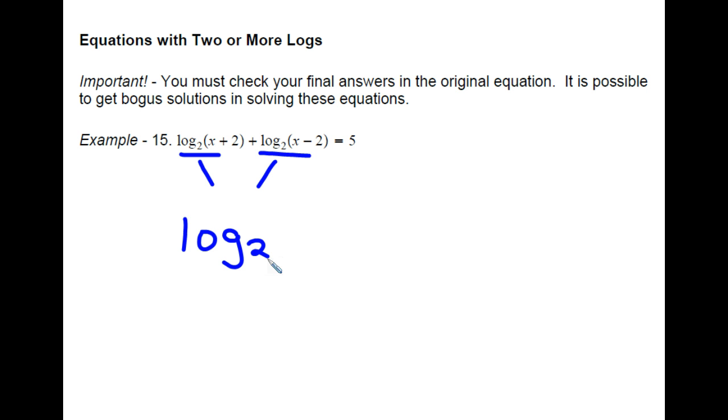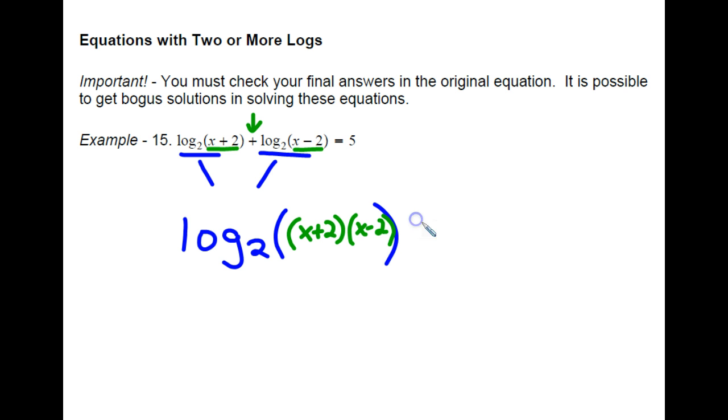The base will stay the same, so it'll still be base 2. And then inside of that single logarithm, what are we going to do with the x plus 2 and the x minus 2? We will multiply them together. And why are we going to multiply them together? Because the logs are being added. That's the weird behavior of logarithms. We can add logarithms into a single logarithm by multiplying what was inside the individual logarithms together. So I'm going to have x plus 2 being multiplied to x minus 2 inside of this single logarithm.